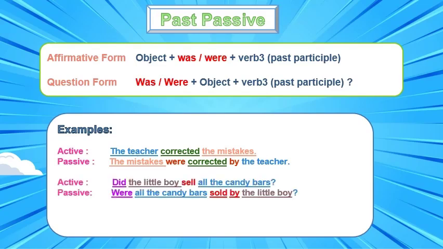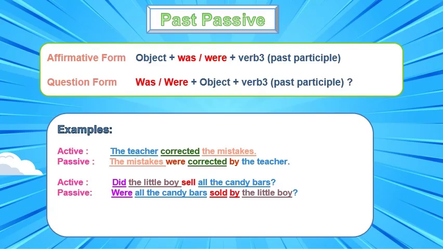Number two, did the little boy sell all the candy bars? Where is the object? That's right. But look here, it's a question. So I will start with was or were, because the candy bars are singular or plural? So, were all the candy bars sold by the little boy, because the little boy here is the subject. Okay, let's continue and see example number 3.